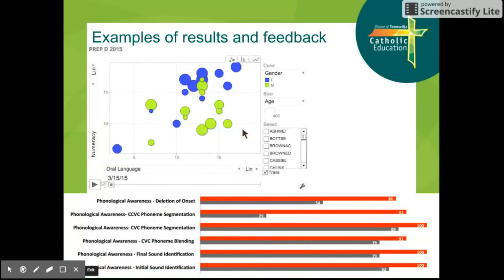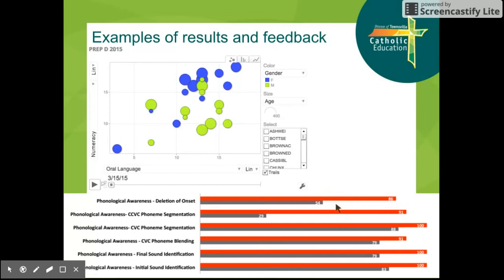So this is what the data looks like. You'll be presented with, we call this a motion graph, and this one here is very much the emphasis is on the child as an individual. And you'll also get some graphical representation of the data, which looks at trends across the class.